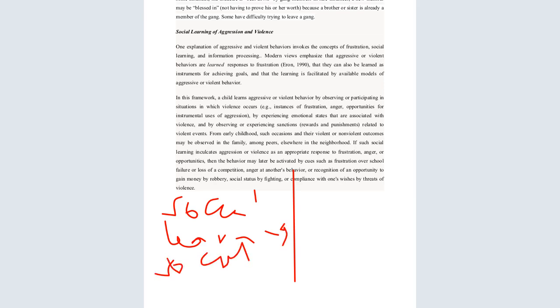So those are some of the issues that we look at when we are looking at sociological explanations of crime. Of course, we have looked at several theories: social learning, social disorganization, differential association, and then we have also looked at strain theory, or anomie.